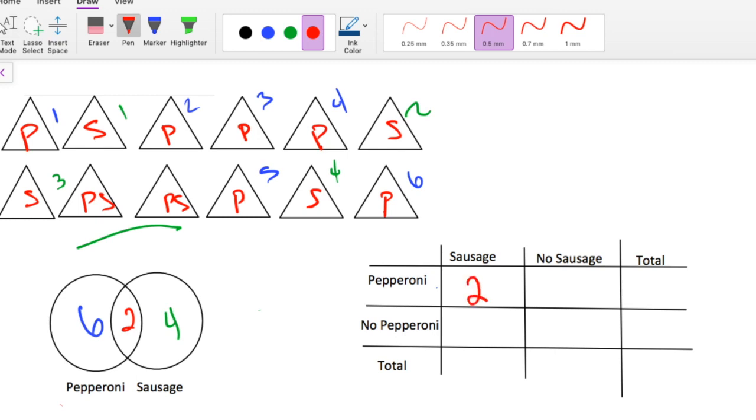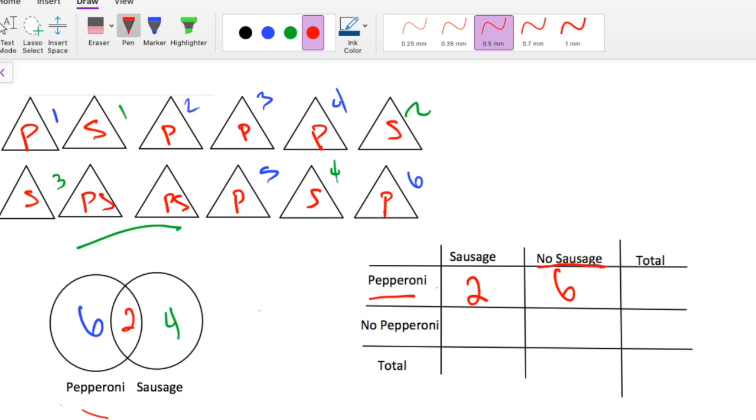All right, now going to the next square. Where do we see pepperoni and no sausage? Okay, well, here we see pepperoni and there's also no sausage here. Perfect, so that's just going to be our number. In case you didn't see where I was pointing right here where I circled that 6. So now we're going to put that 6 there because once again, that 6 represents pepperoni and no sausage.